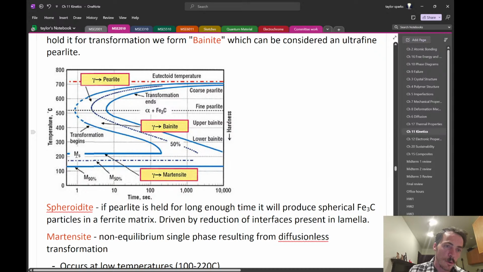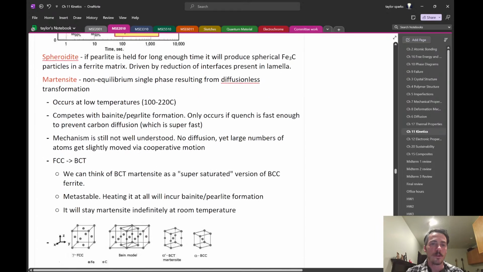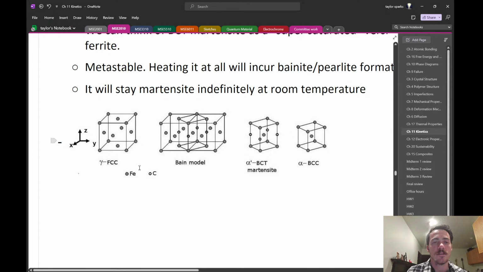And then if you continue quenching it, then you can actually start a different transformation, which is the martensitic transformation. And we talked about that in steel. Martensitic steel is one where you get right here. On the far left, you have gamma FCC. So this is your austenitic steel. They're not showing you the carbon in that picture.